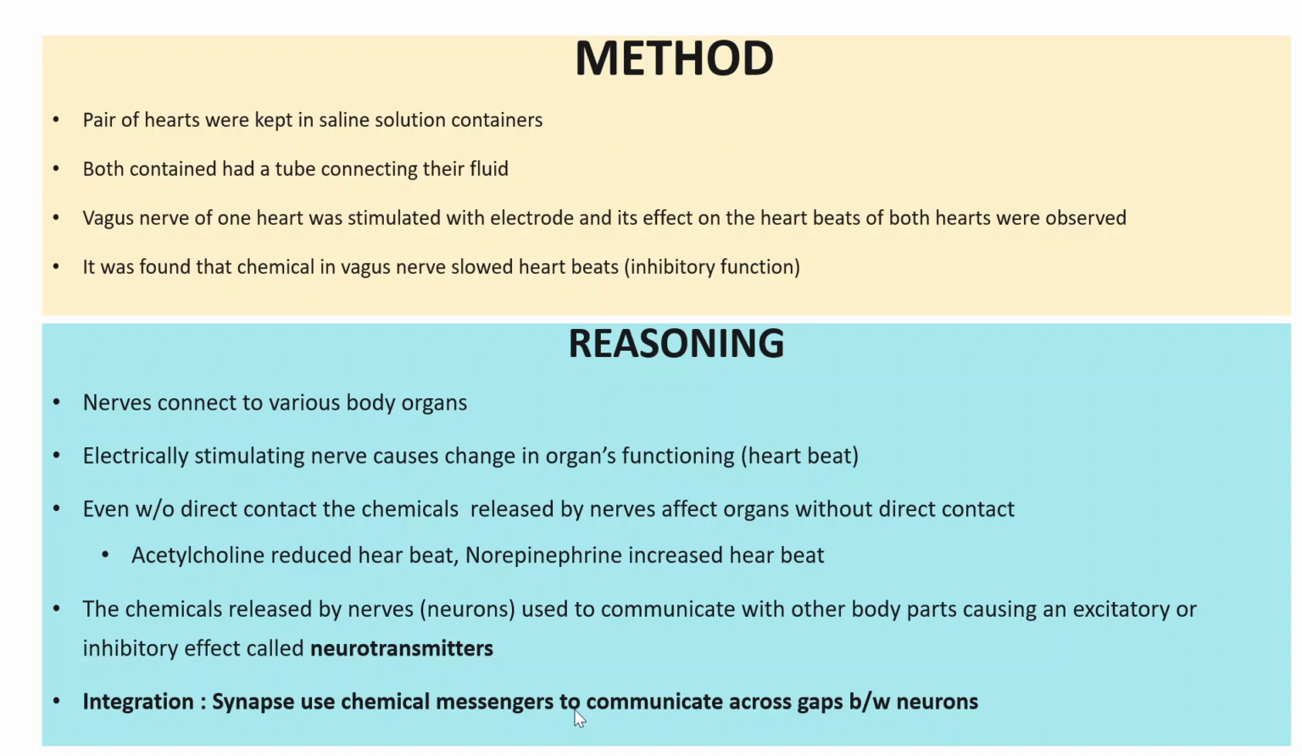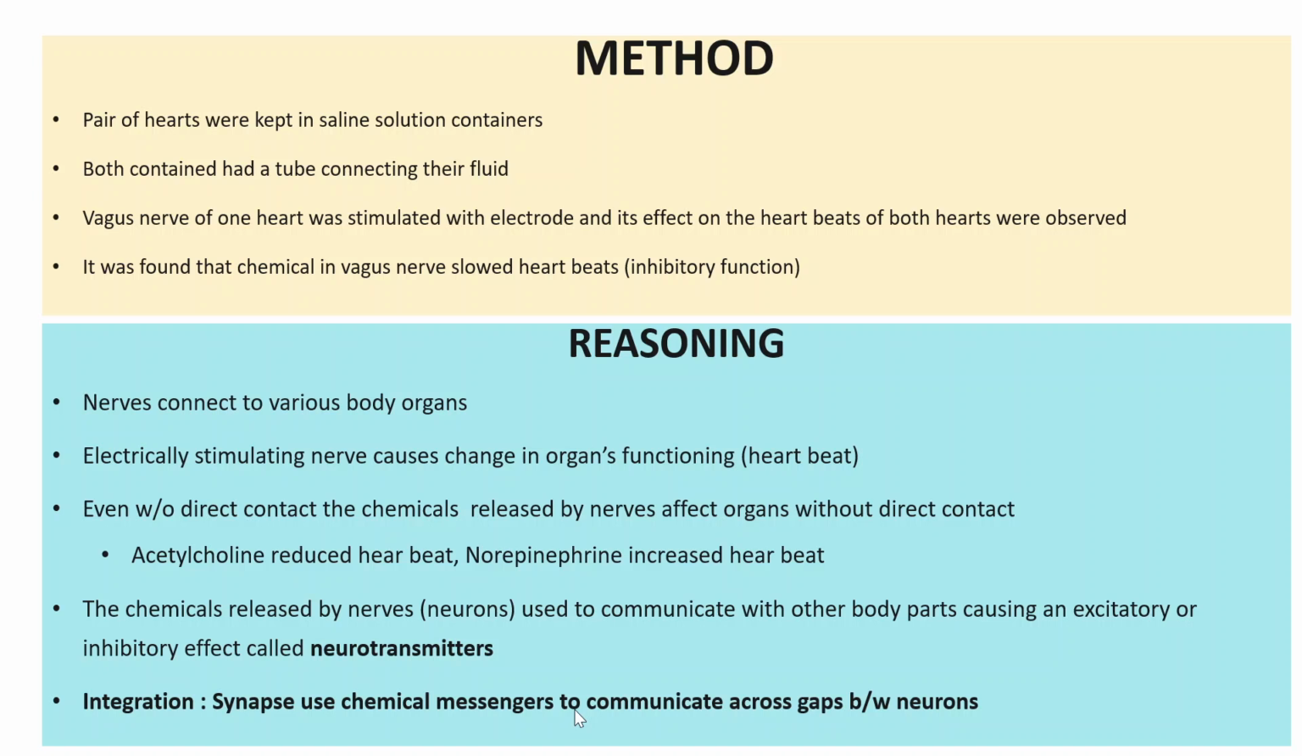Anyway, okay. So we know that nerves connect every body part to the brain. Then we also know that electrically stimulating the nerve causes a change in the organ's functioning. That is, especially in this case, the heartbeat. Then we found out that direct contact with the chemicals released affects the organs.